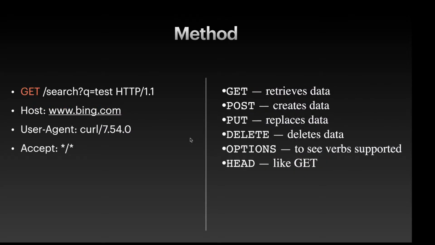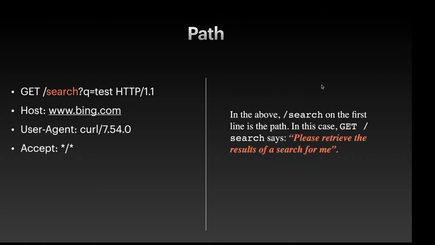Next one is the method. As you can see, in this particular request, the method that has been used is a GET method. GET retrieves the data. There is another method called POST, which creates data or sends data to the web server. PUT is used to replace the data. It can also save the data into any database or server. DELETE is used for deleting data. OPTIONS is used to see the verbs or methods which are supported by the particular target. HEAD is again like GET.